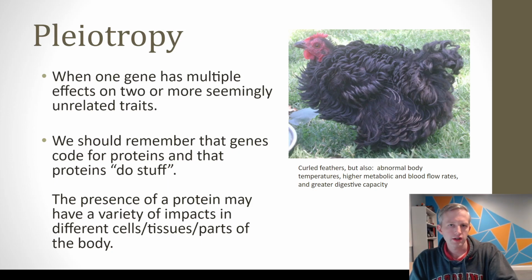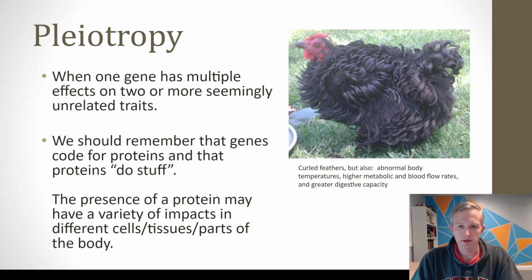In the case of this chicken, for instance, it has a trait that codes for a protein that gives it these curly feathers, which is atypical for most chickens. Well, it's also been discovered that the curled feather chickens also have weird body temperatures and more metabolism and higher blood flow rates and greater digestive capacity, whatever that means.